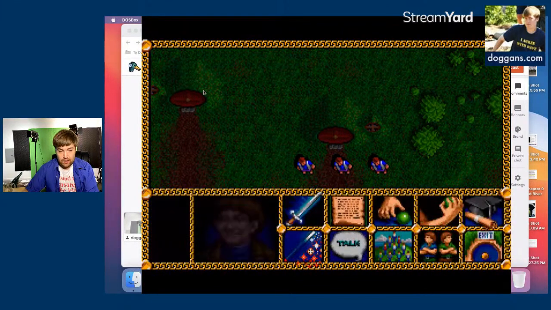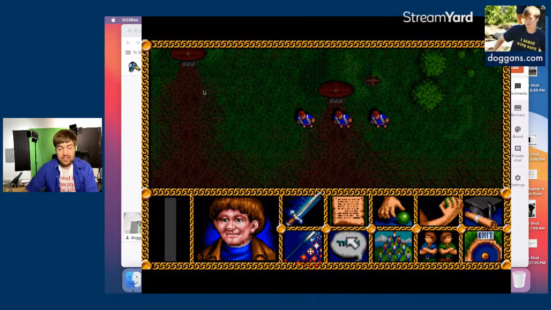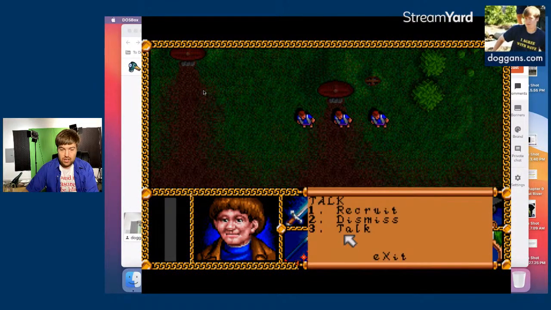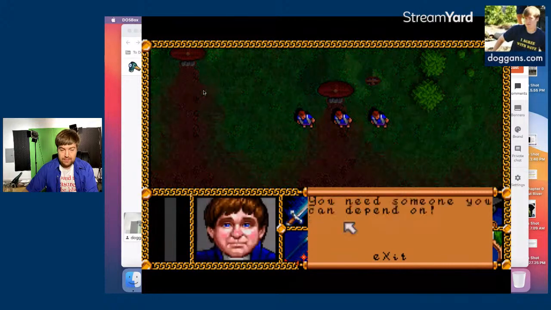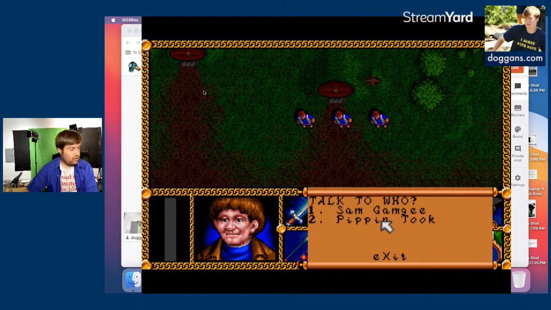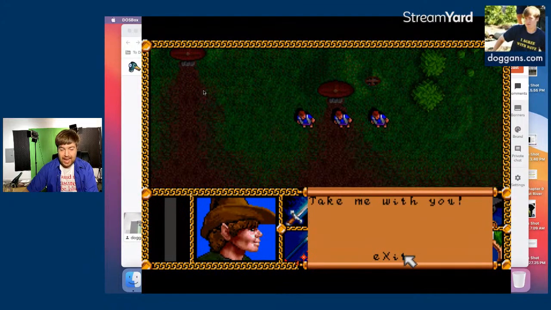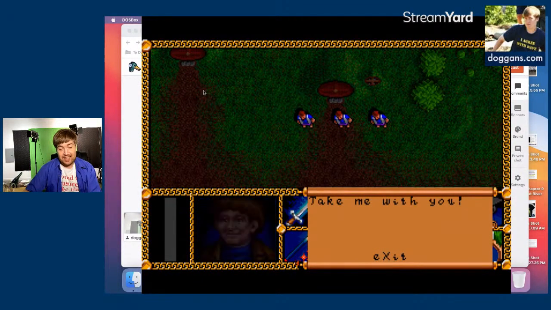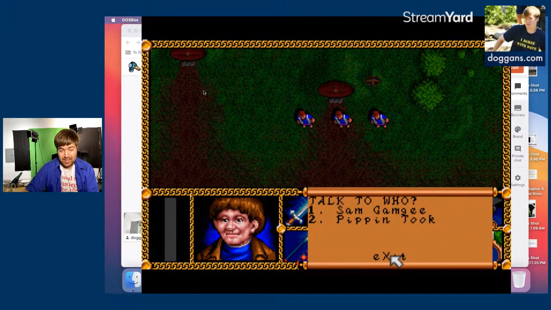All right, and now we right-click to bring up the interface here. Talk to Sam. You need someone you can depend on. Well, who does this Sam look like? That is a very familiar face to me, and I can't place what character or actor this Sam looks like, but he looks like somebody. Talk to Pippin. Take me with you. He's less wordy than Sam, which is uncharacteristic for Pippin, I suppose.